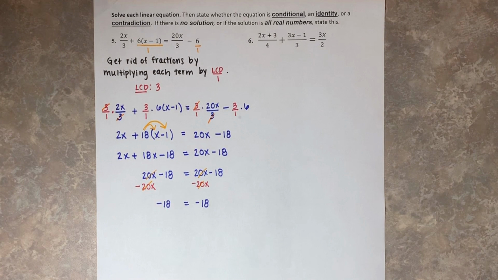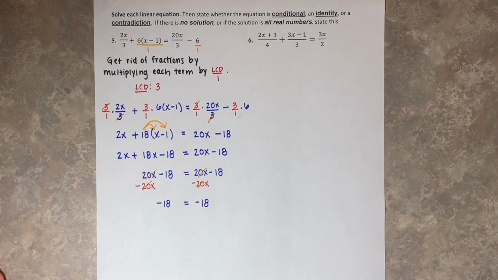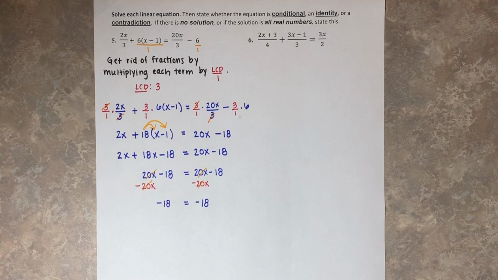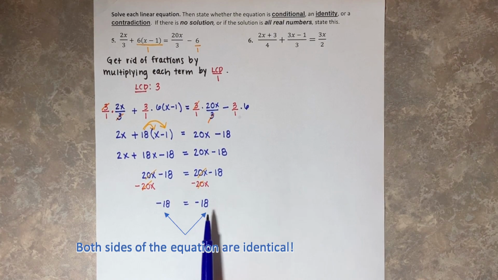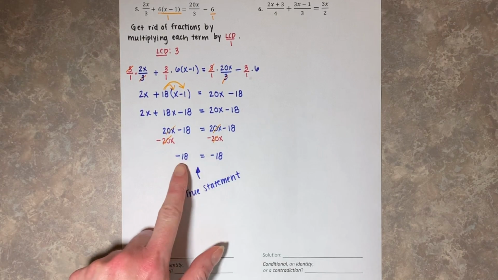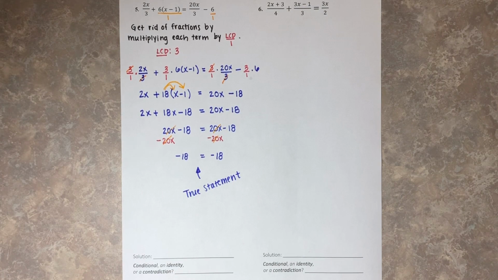Now there are multiple different ways to solve this equation. You might solve it differently and you might end up with 0 equals 0, or you could solve it and end up with 20x equals 20x. And there are other solutions you could end up with. So your final answer might look different, but no matter how you solve this problem, you will always reach a point where the left side is identical to the right side. We call this a true statement. And when you end up with a true statement where the left side is identical to the right side, the solution is all real numbers.